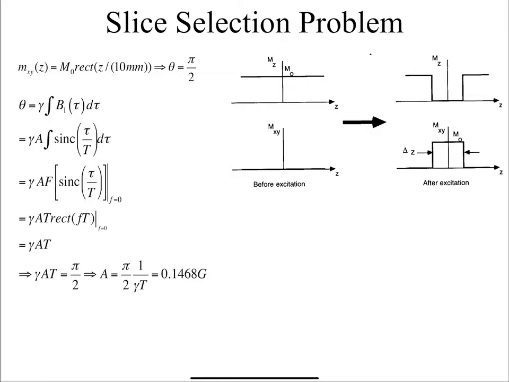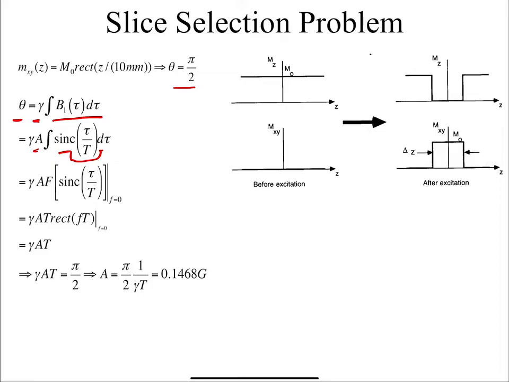So here's the slice selection problem. I want a theta of pi over 2. And remember, you can go back to this formula we talked about before. Theta is just gamma times the area under my pulse. So whatever pulse I have, whether it's a sinc pulse or a rect pulse, you just take gamma times the area of your pulse, and that gives you your flip angle. All right? So we have B1 is A times the sinc function, okay? Now I have to integrate this sinc function.